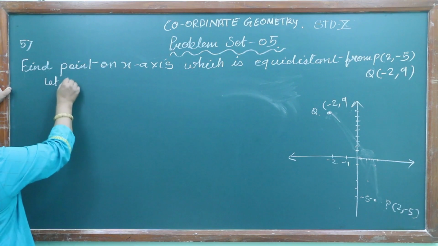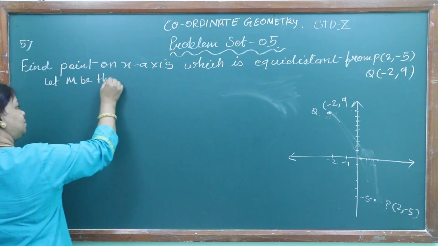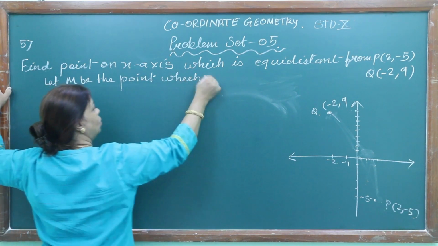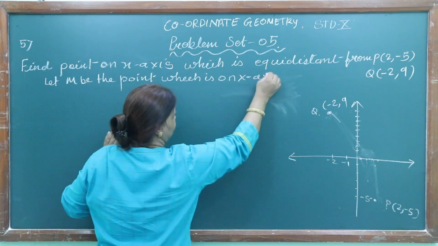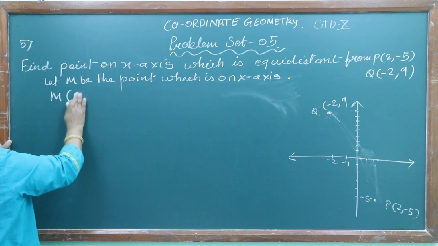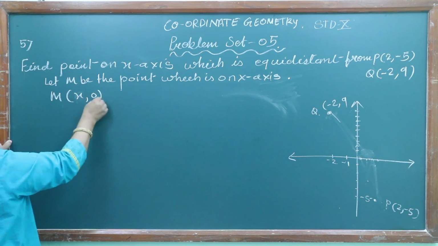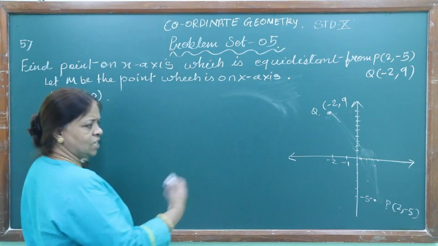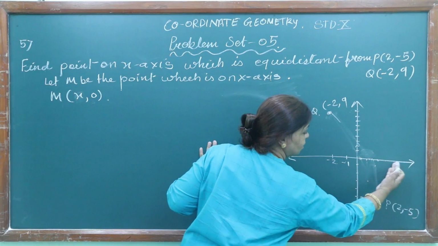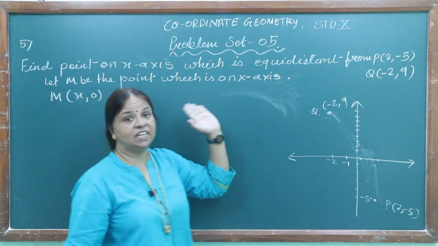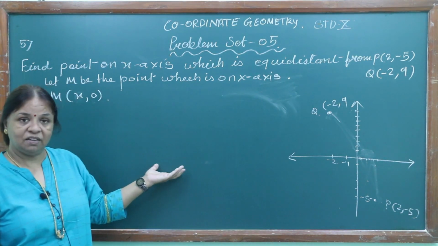Let M be the point which is on the x-axis. If the point is on the x-axis, the point's y-coordinate will be 0. Its y-coordinate will be 0 because the point is on the x-axis. So we need to get the x-coordinate. The x-coordinate can be anywhere. It can be here, here, here, here, or it can be here. It can be to the left, it can be to the right, and it is not mentioned whether it is right or left, but it can be anywhere.